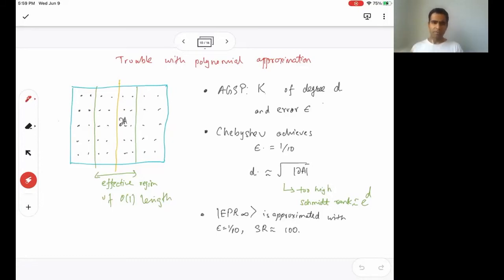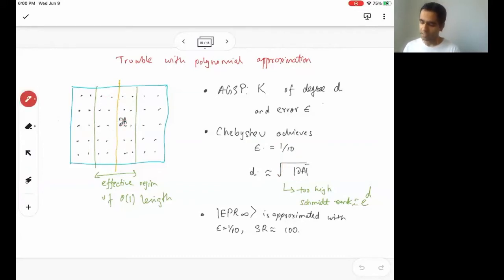Because I'm interested in entropy around the cut, it is sufficient for me to look at a region around the cut, which is of constant size, which I'll call the effective region, and try to find a polynomial approximation around this region in a certain sense. So I can look at an AGSP K of low degree and a certain epsilon, where by degree I mean low degree in this region, which tries to approximate the ground state. Now, the Chebyshev polynomial achieves a constant error epsilon, which is 1 over 10. And the degree of this is roughly the square root of the number of particles here, which is roughly the area.